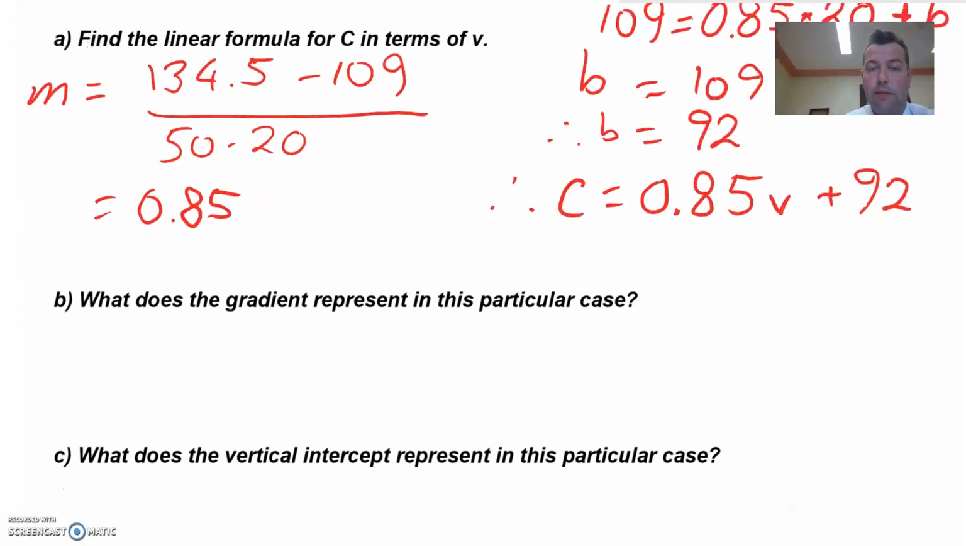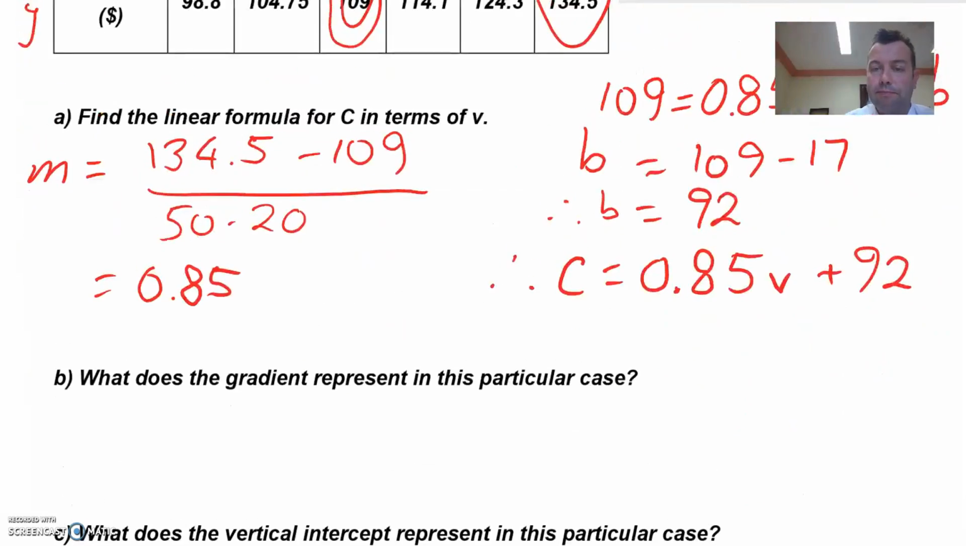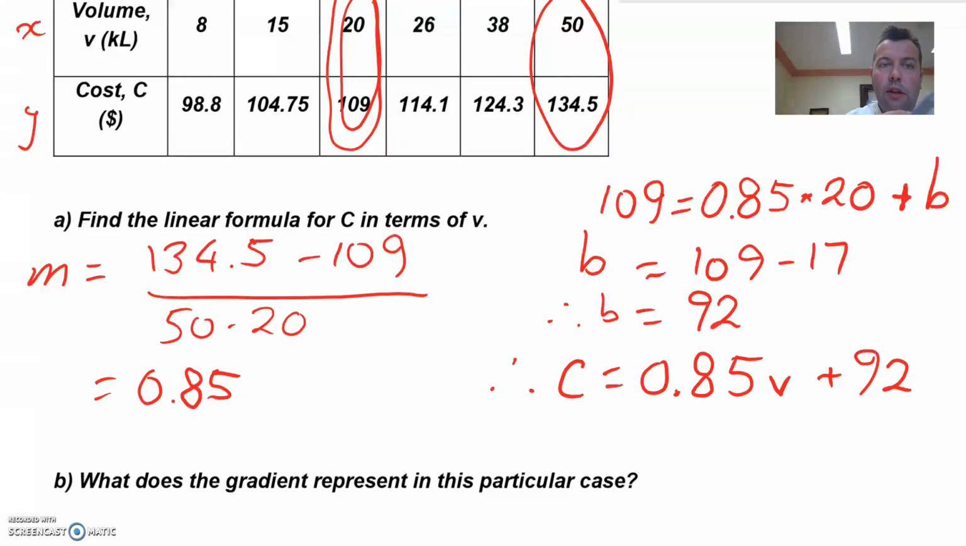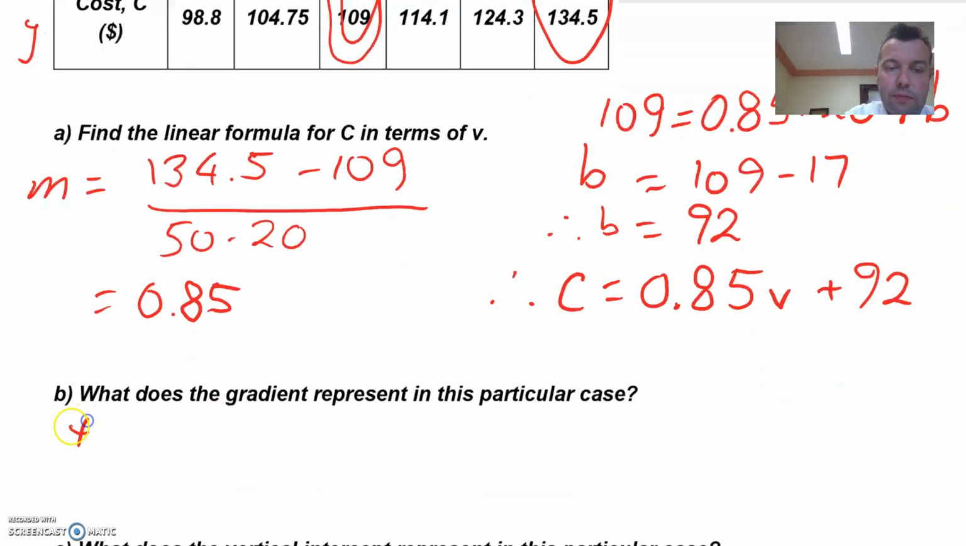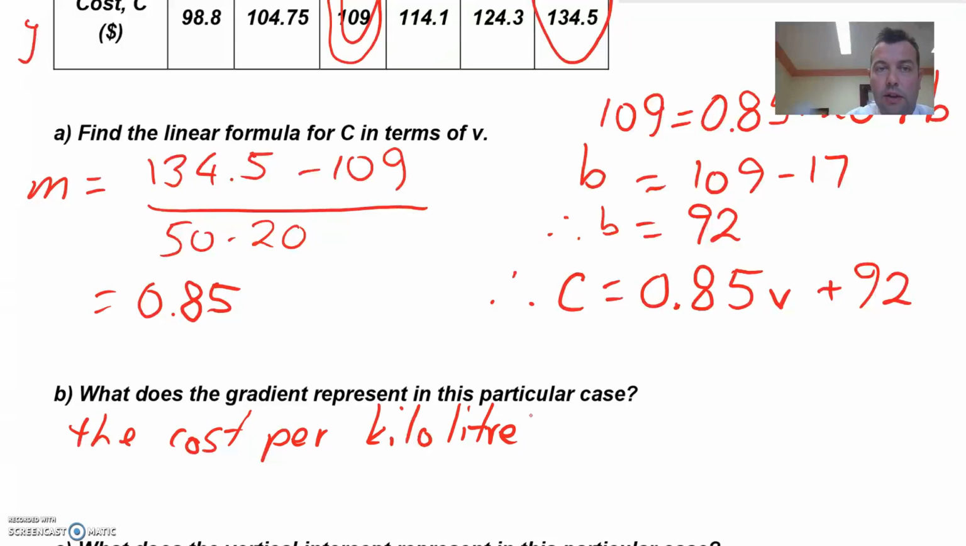Let's look at what else happens here. What does the gradient represent? The gradient represents the cost per kilolitre. Every time the volume increases by 1, how much does the cost increase?